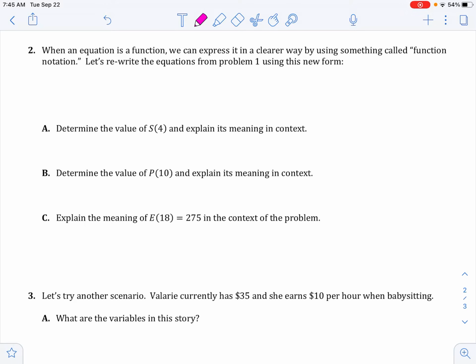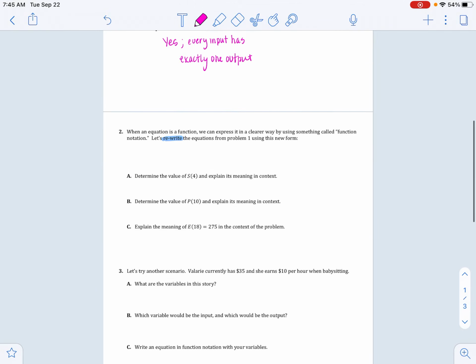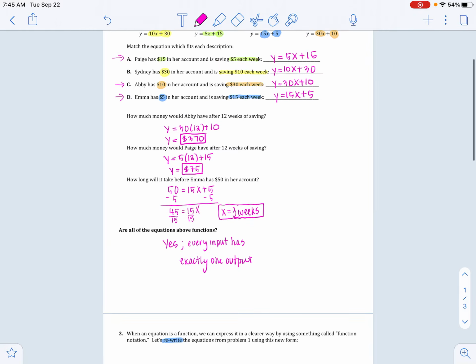Okay, when an equation is a function, we can express it in a clearer way by using something called function notation. Let's rewrite the equations from problem 1 using this new form. All that we're doing is changing the way it looks, and we're putting it in our new form.